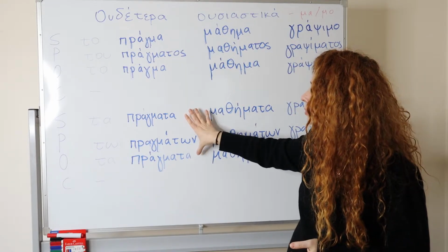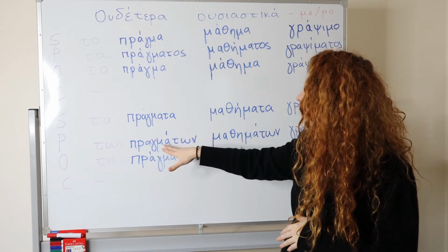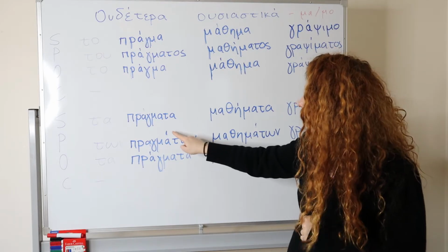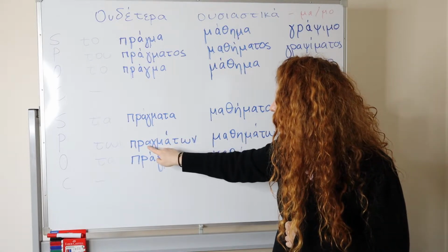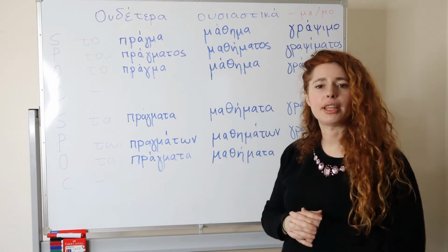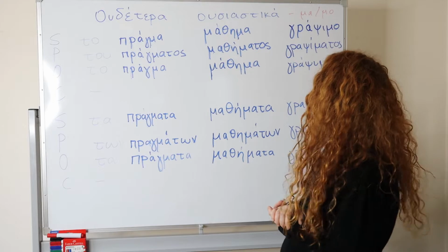Now let's see the plural, ta pragmata, the things, as a subject. Ton pragmaton, the things, as possessive. And we have a drop of an accent in possessive from the third syllable to the second syllable from the end. Ta pragmata, the things, as an object, it's exactly the same as ta pragmata, the things, as a subject.